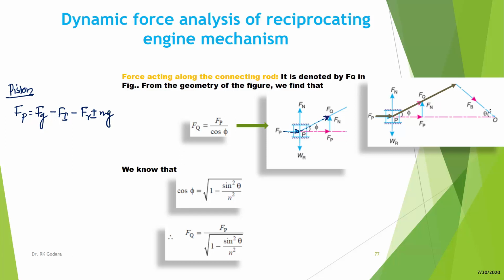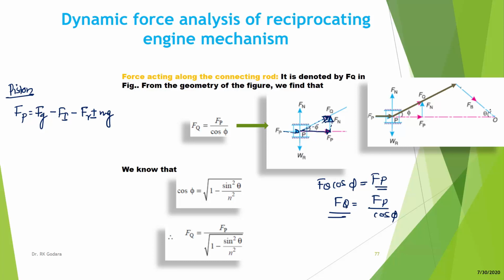So this is the FP force, and this is the wall thrust Fn. If we take the component FQ cos phi, this is the force acting on the connecting rod. From here we can say FQ cos phi is equal to Fp. Fp is known to us, so FQ can be found as Fp over cos phi. So this is the force acting along the connecting rod.